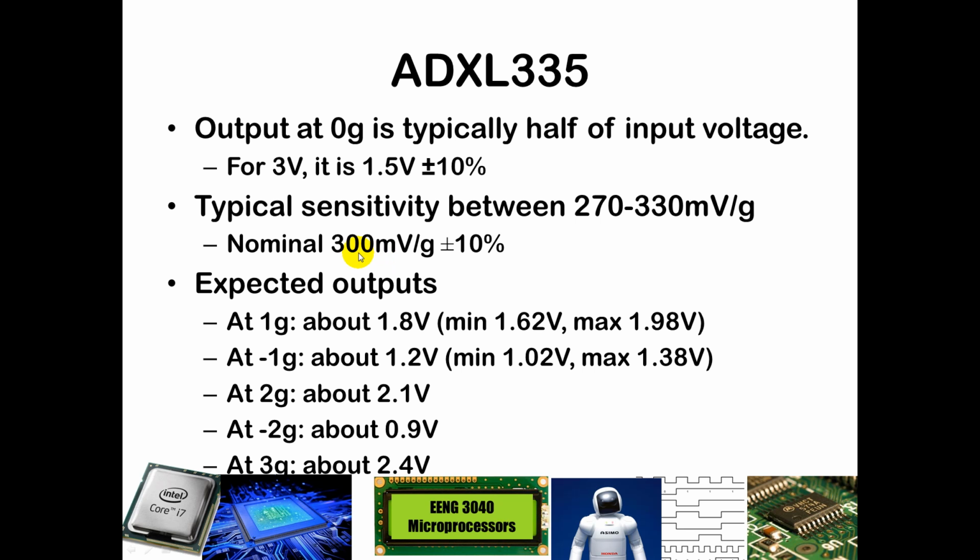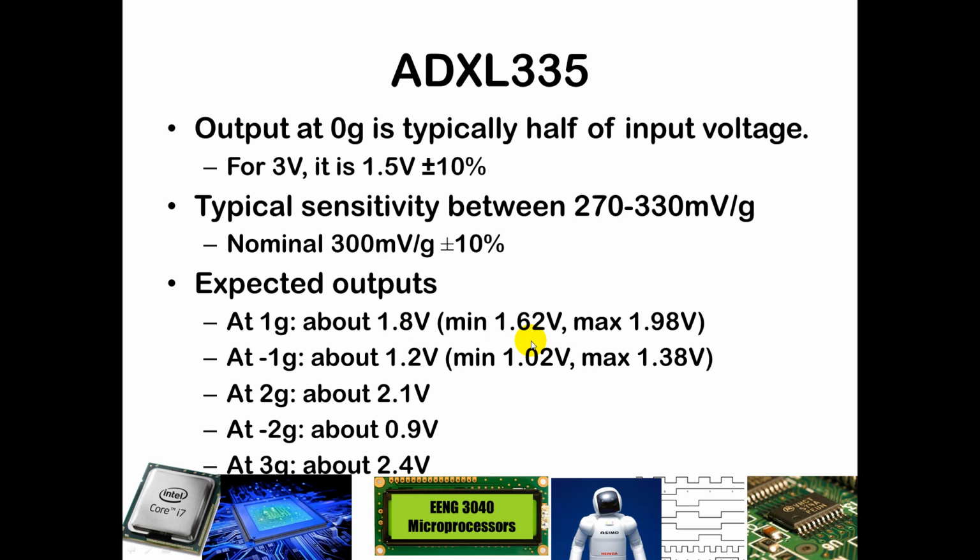We would expect our output to be 1.8 volts. But because we know there are 10% tolerances on both our sensitivity and our nominal 0 G voltage, our minimum would go down to 1.62 volts. Well, how did we figure that out?